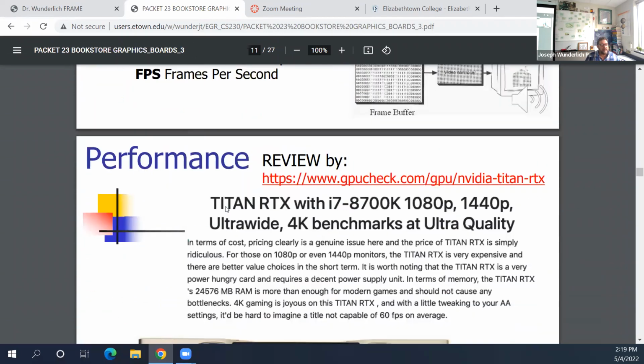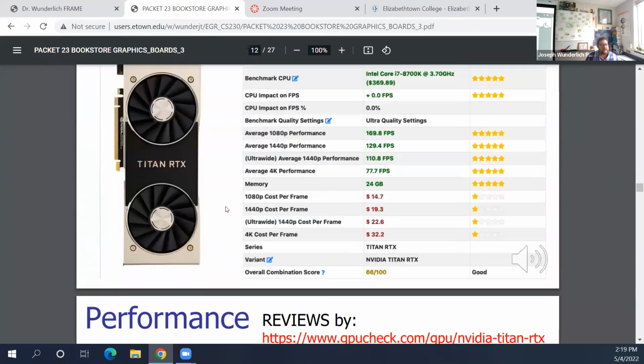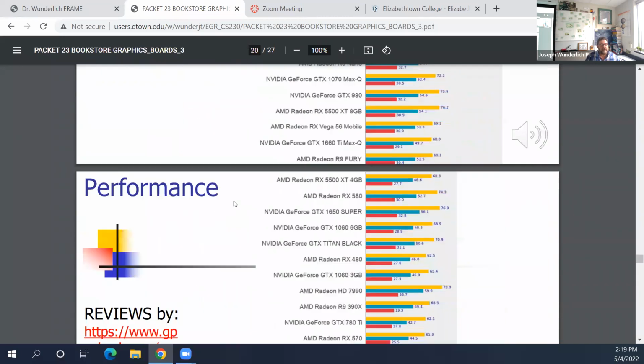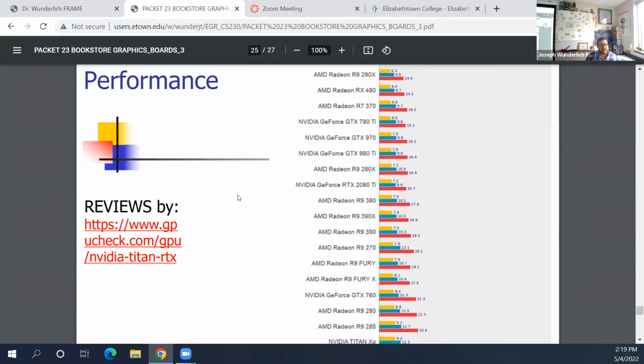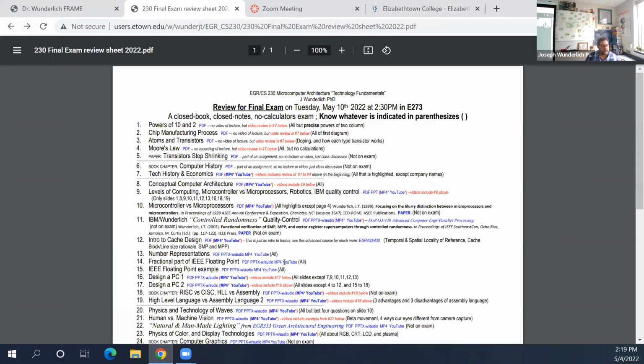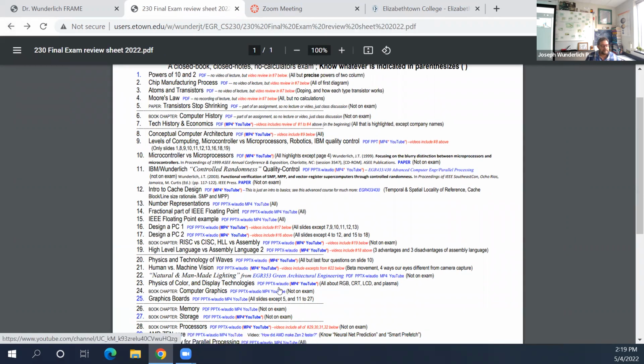But don't worry about 11 to 27, which is just all these details of looking at the benchmarks, performance metrics. Don't memorize all those. Then human versus machine vision. We skipped something. Yeah, I skipped over there. I did the waves, but I skipped this one.